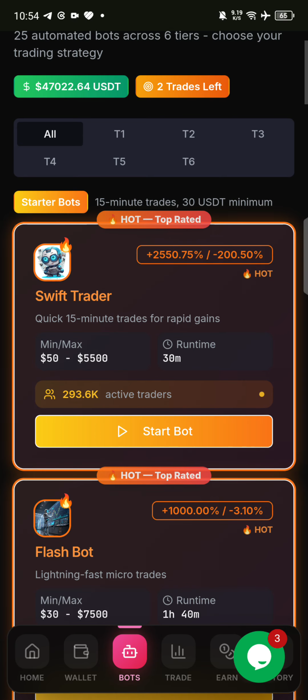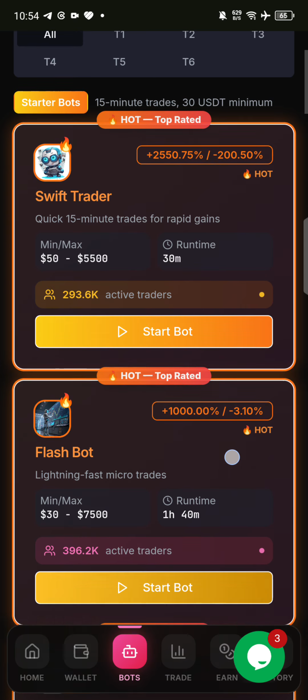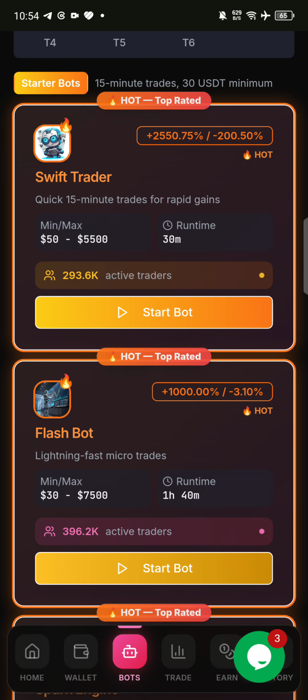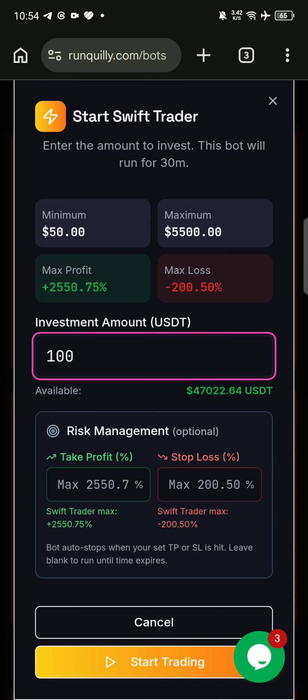We could have traded with this one, but it takes 30 minutes. Let's flip with this one instead. We'll do 100 with this bot. It's called Swift Trader Bot. I've been trading with this Swift Trader Bot for the longest time. This is my favorite bot actually. It is always running on profits.